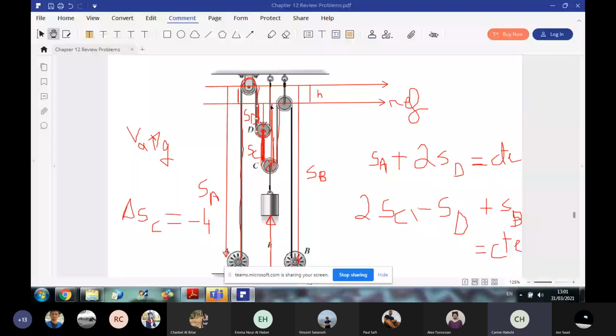Now I will differentiate these two relations, okay? When I differentiate them, I will get a relation between velocities and a relation between displacements, because this equation will give me VA plus 2VD equals 0, and delta SA plus 2 delta SD equals 0. The second equation can also give me two equations.